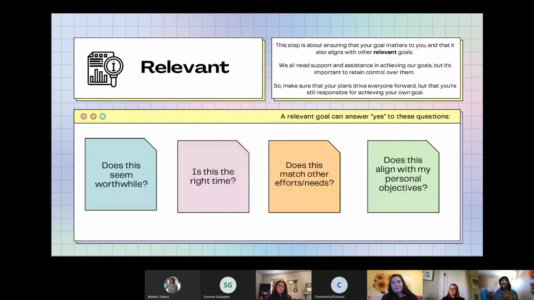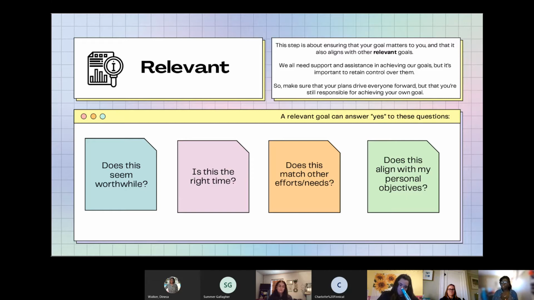And then another thing that goals have to be is relevant. So this step is really ensuring that your goal matters to you and that it also aligns with your other goals. We sometimes need some help, but it's important to retain control over your goals when you are making sure that they're relevant. So make sure that your plans drive everyone forward, but that you're still responsible for achieving your own goal.